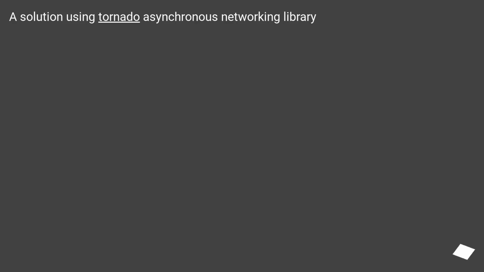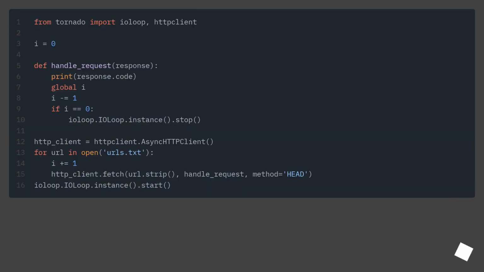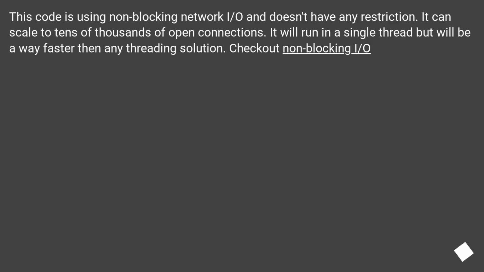A solution using Tornado Asynchronous Networking Library. This code is using non-blocking network I/O and doesn't have any restriction. It can scale to tens of thousands of open connections. It will run in a single thread but will be way faster than any threading solution. Check out non-blocking I/O.